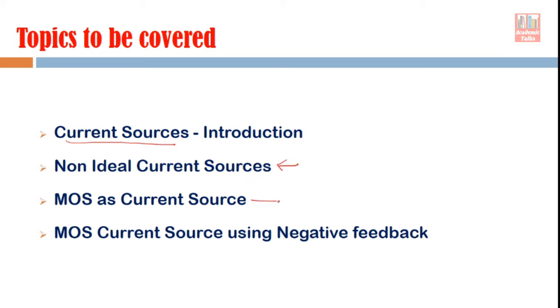After that, we will see the circuit which can be used to implement a current source, and we will see how a MOSFET device can be used as a current source. Later on, we will do some modifications into that MOSFET based current source, and that modification will be using negative feedback. So, what kind of modification we are expecting, that we will discuss in the course of the lecture. So, first let us talk about current sources.